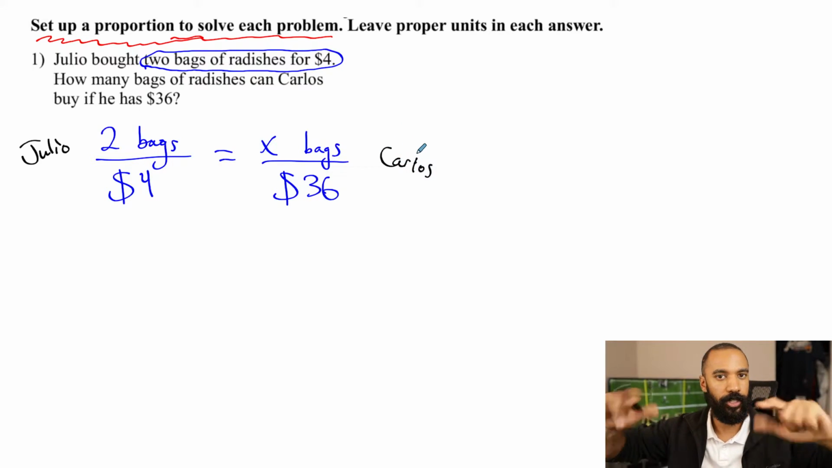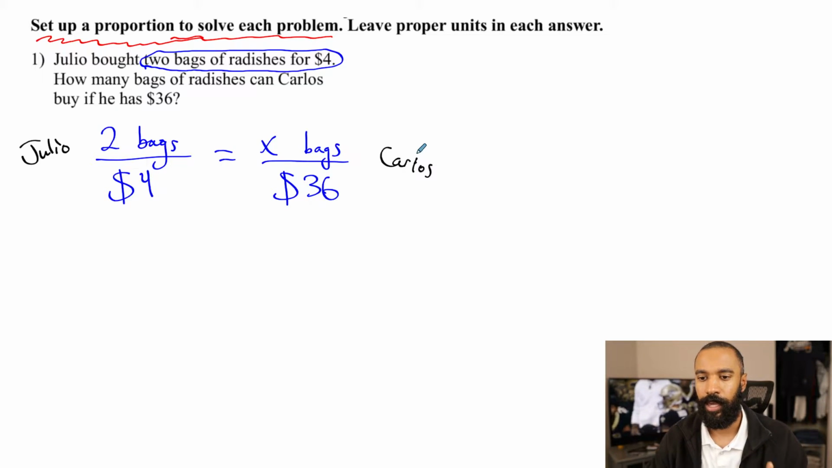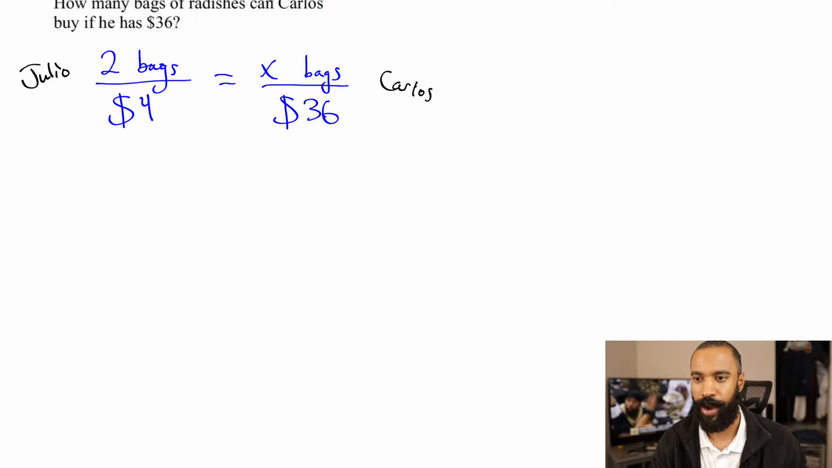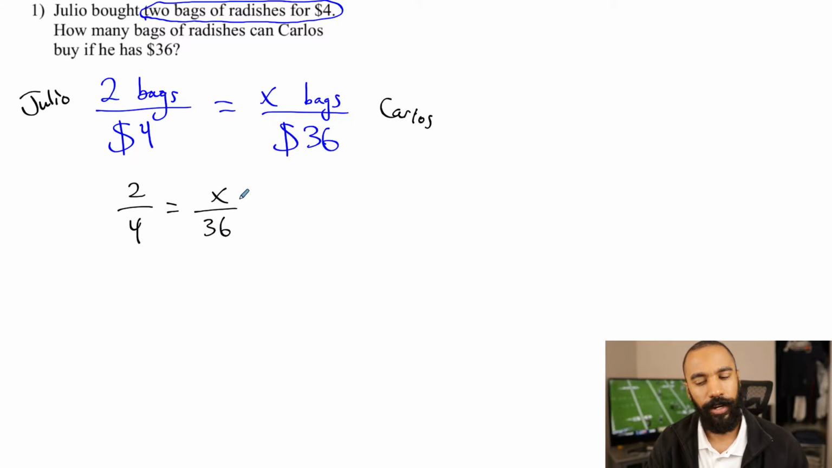You can set up the proportion the other way. You can do $4 per 2 bags, and you can find out, hey, that's $2 per bag. And that's kind of what I'm going to write here. I'm going to reduce this fraction. Let's write it out without the units now that we know that everything lines up. I have 2 over 4 equals x over 36. There, that looks a little better.